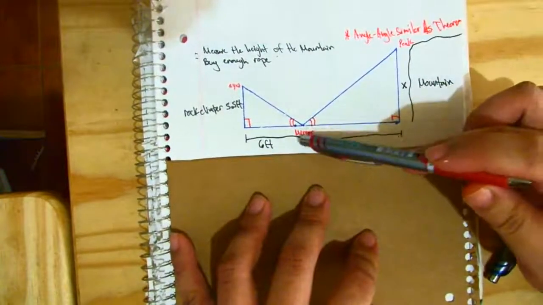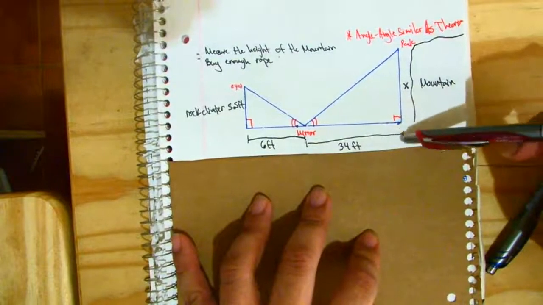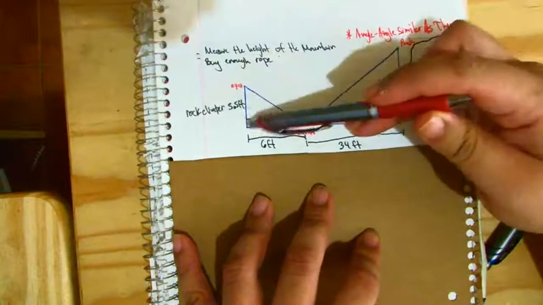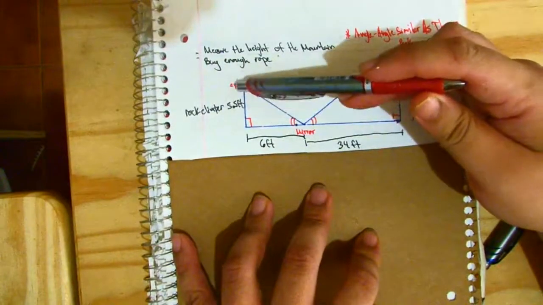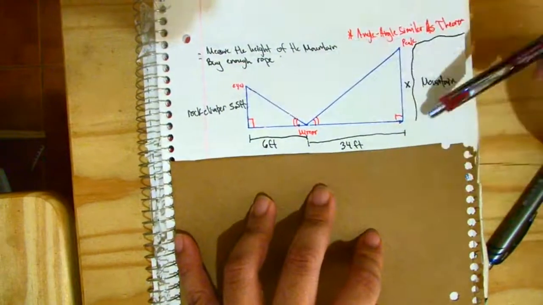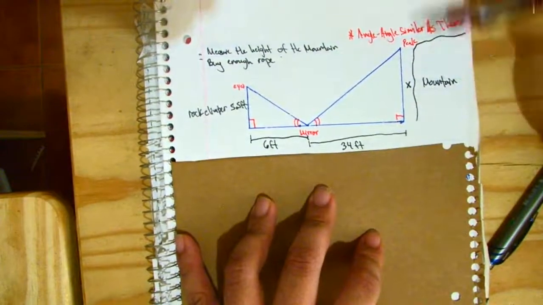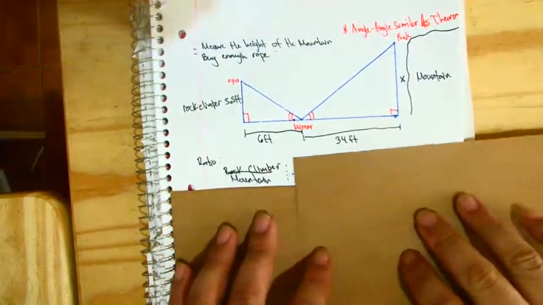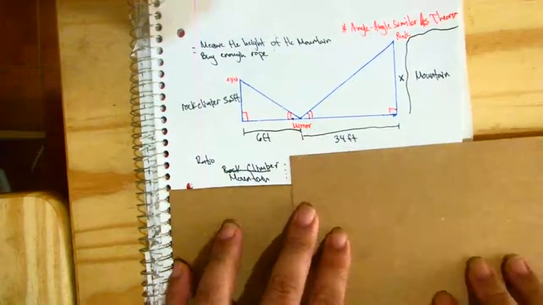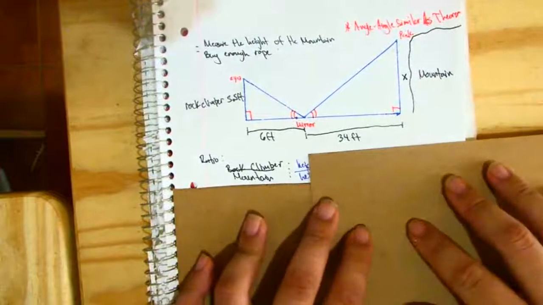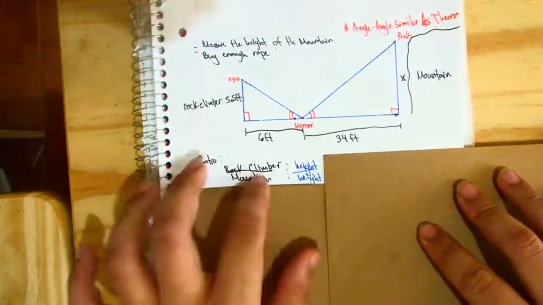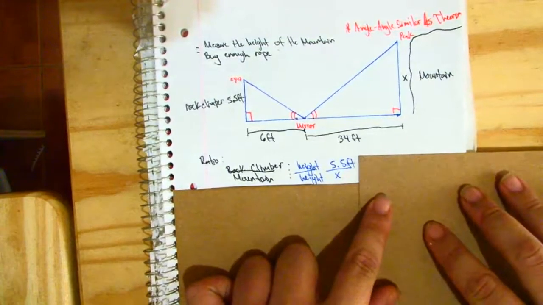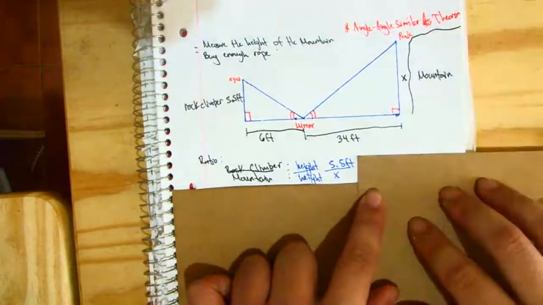From the mirror to the mountain the distance is 34 feet. The distance from the mirror to the rock climber is 6 feet. The height of the rock climber to the eyes is about 5.5 feet, and the height of the mountain we don't know. So what we're going to do now is compare the rock climber's triangle and the triangle of the mountain. What we're comparing is the height, right? The height of the rock climber and the height of the mountain. The rock climber's height is 5.5 feet, and we don't know the height of the mountain just yet.